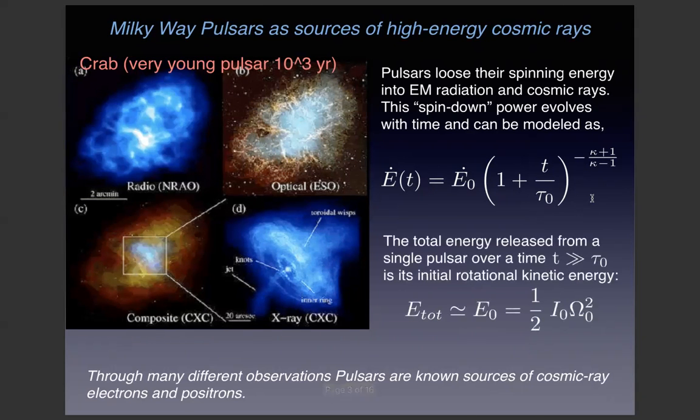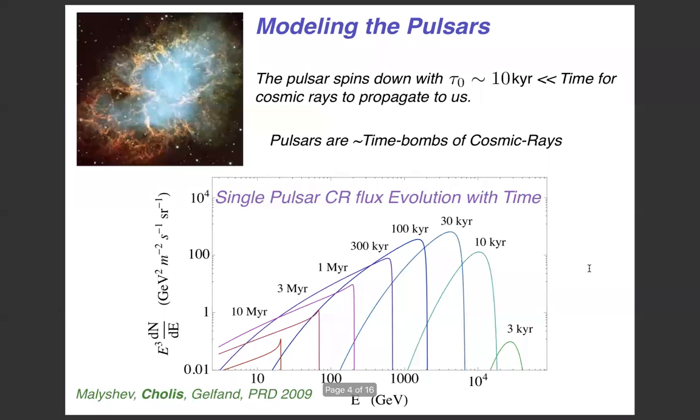From this equation, you can understand that if given enough time, much larger than tau zero, the total energy released from a single pulsar is basically going to be its original rotational kinetic energy. So how do we model pulsars as cosmic rays? I'm going to use 3 units in this talk: years or kilo years, mega years.